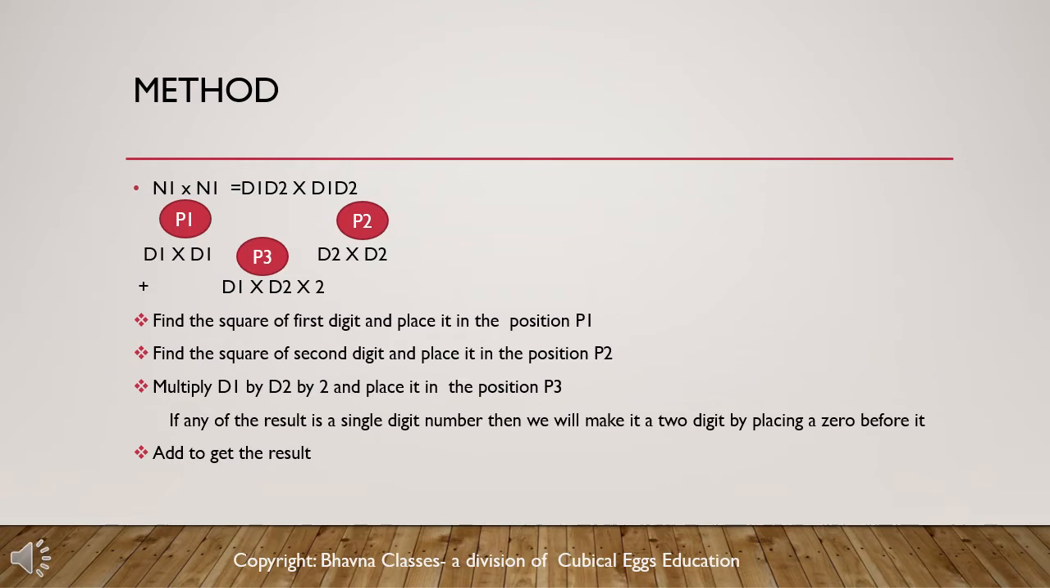If any of these results is a single digit, then we have to make it a two-digit number. So how to make it a two-digit number? By placing a 0 before the digit if it's a single-digit number. Okay, and then we need to add it, and how to add it, that we'll see with the help of an example.